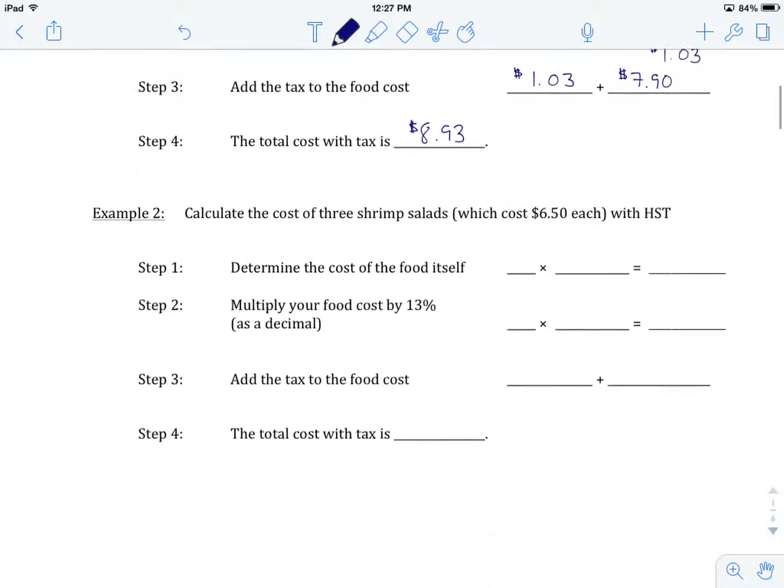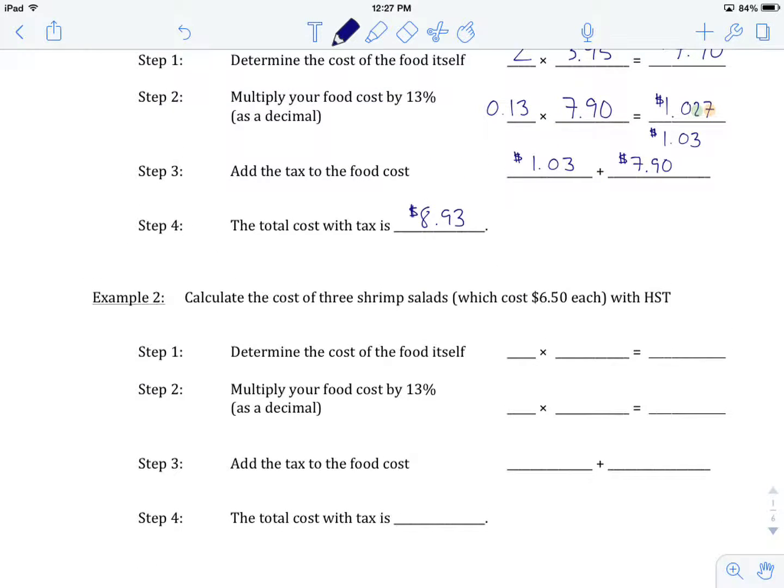Now there's a second example down here. What I'd like you to do is to hit pause at this point in the video and give this one a try on your own. And once you think you've got an answer, again, if you're not 100% sure of the steps, refer to the example that we just completed together. See if you can make it all the way through to the total cost with tax for 3 shrimp salads, as we see in example 2. And come on back when you've got that and we'll see how you did.